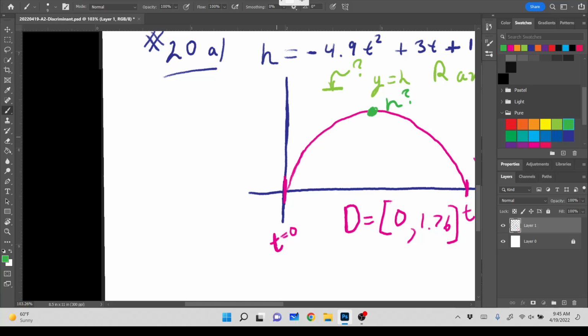So the vertex formula for the x part, right? So it's gonna give us the t part. It is just the opposite of b over 2a. So the opposite of b would be negative 3 over 2 times a, which is negative 9.8. We already did that over there. So what's negative 3 divided by negative 9.8? Positive something, right?